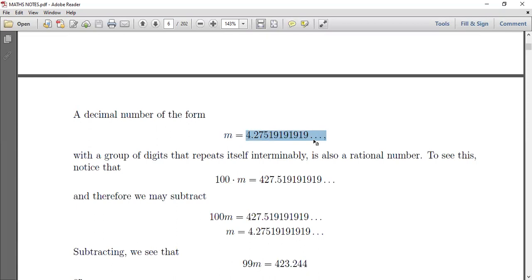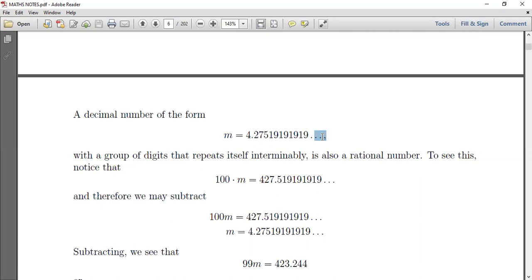An example of other rational numbers is this one. We discussed 2 over 3 before, and we see that it is 0.6666, and the 6 doesn't come to an end, meaning that it is a rational number because it has digits which are repeating themselves. The same thing if you have M here: 4,275 19, where the dot means that the 19 continues up to infinity.